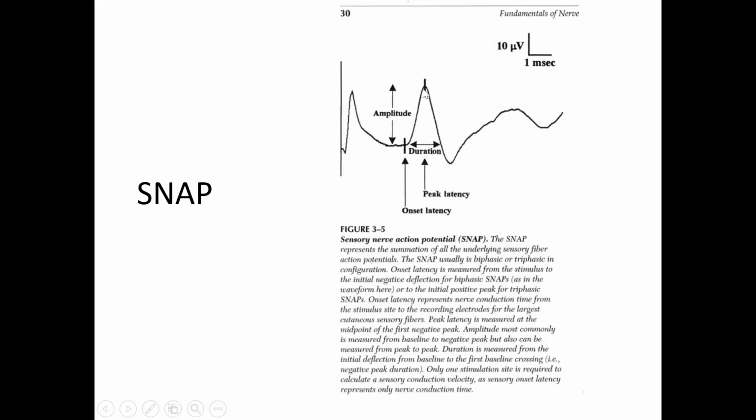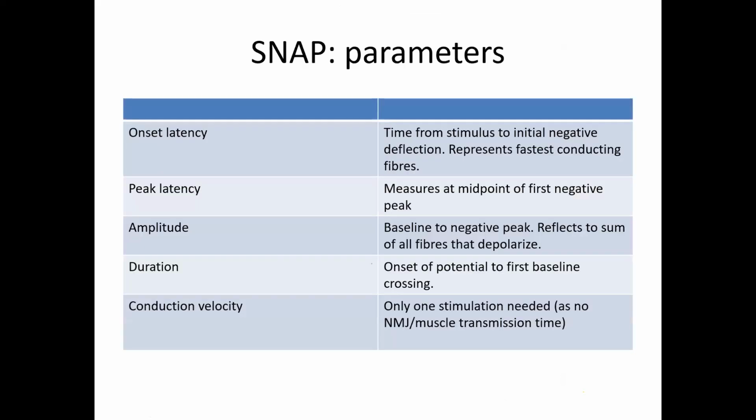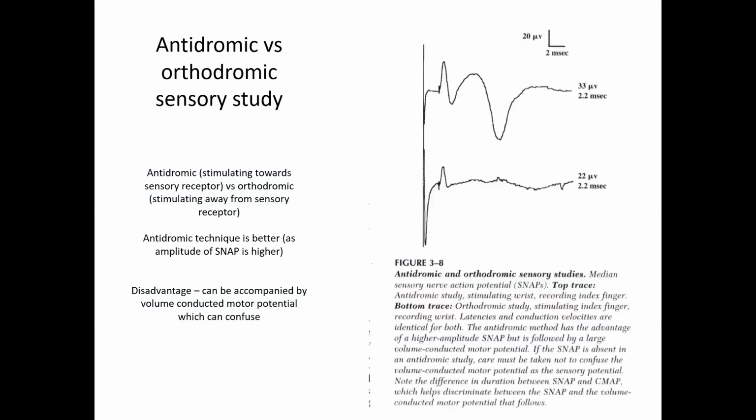But you can also measure it from peak to peak, that is the negative peak midpoint and the positive peak midpoint. Duration is measured from initial deflection from baseline to the first baseline crossing. Only one stimulation site is required for calculating the sensory conduction velocity. So here onset latency, peak latency, amplitude, duration and conduction velocity. Antidromic is stimulating towards the receptor, and orthodromic is away from the sensory receptor.